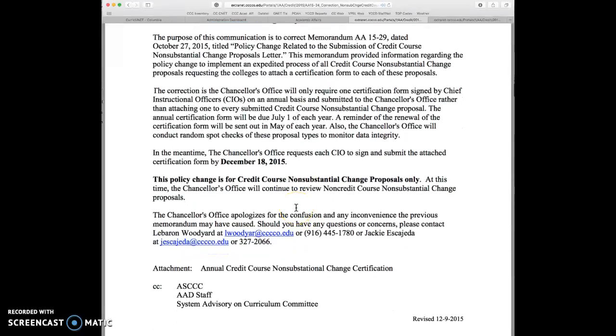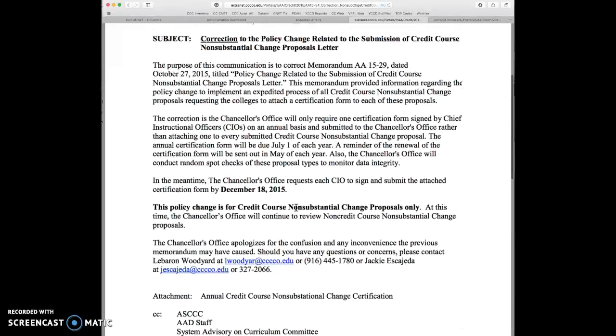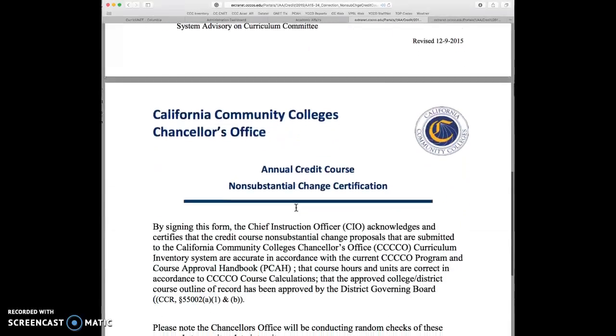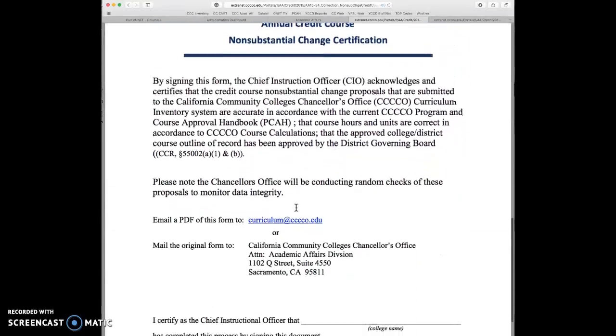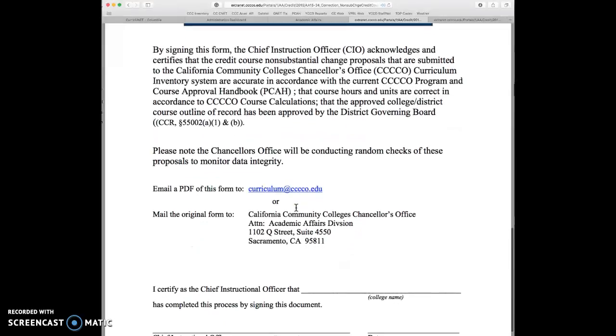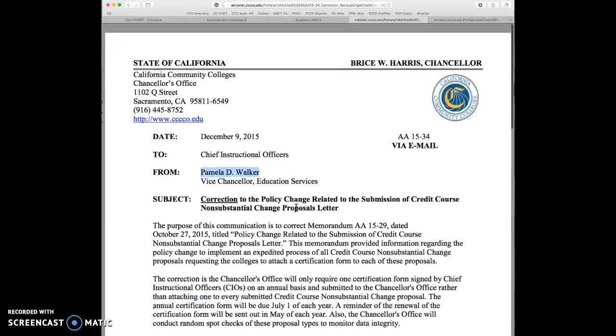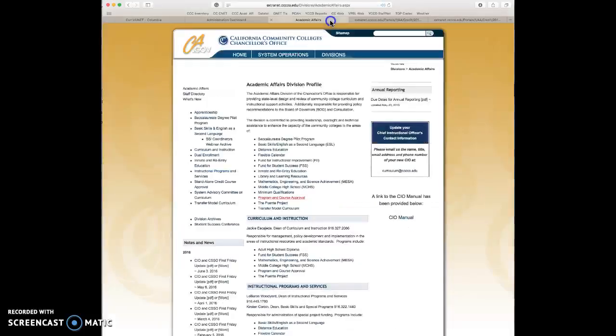So from my perspective, it's a little dry. Sometimes I have to read it 2 or 3 times to understand exactly what's being asked of me, but once I get it, it's pretty straightforward about what we're supposed to do. And in this case, this is a certain process we need to follow annually to inform and self-report non-substantial changes that we have made in the curriculum inventory. And that was an attempt to streamline some processes. So that's an example of a memo that will drive the work that you do under the oversight of the Chief Instructional Officer or the Vice President of Instruction.